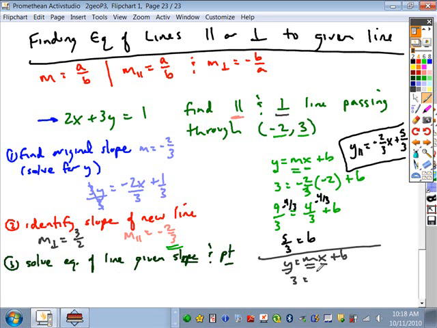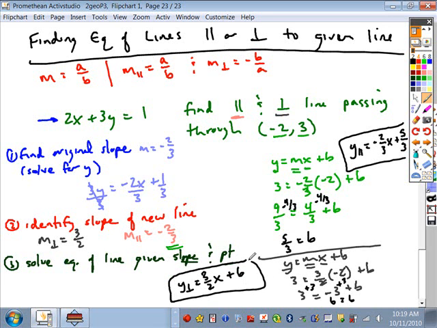So if we plug in a 3, 3/2, and a negative 2 plus b, and solve, we get here the 2's cancel. So negative 3 plus b is equal to 3. Add 3 to both sides to isolate our b value, and we get b is equal to 6. So the equation of the line that's perpendicular to the given line has a slope of 3/2 x and a y-intercept of 6. So here would be the equation of your perpendicular for that.